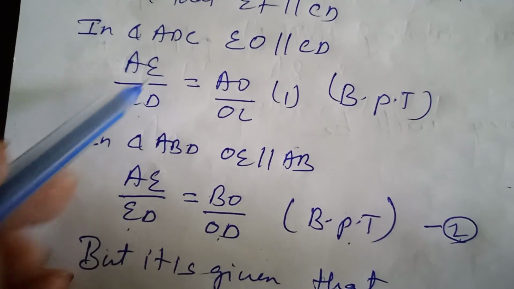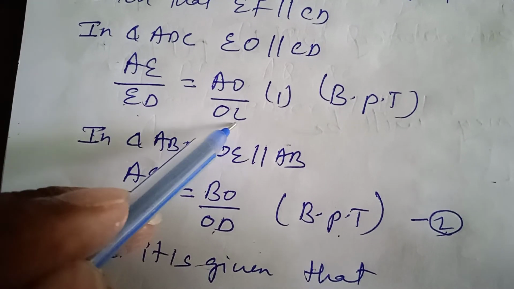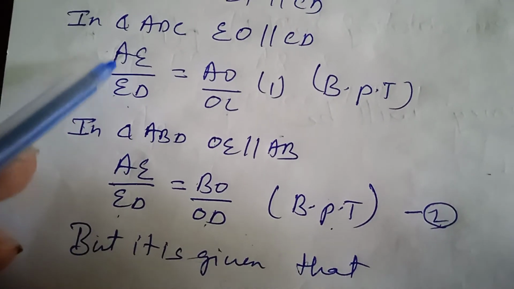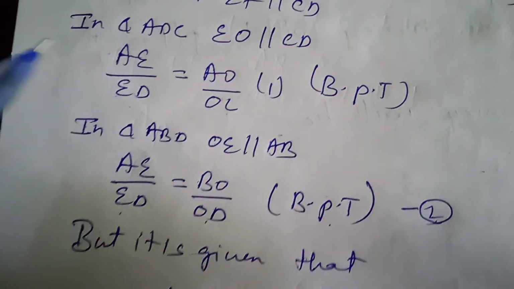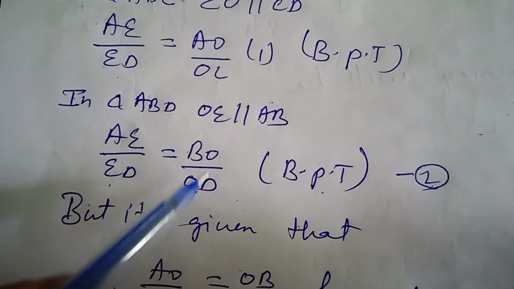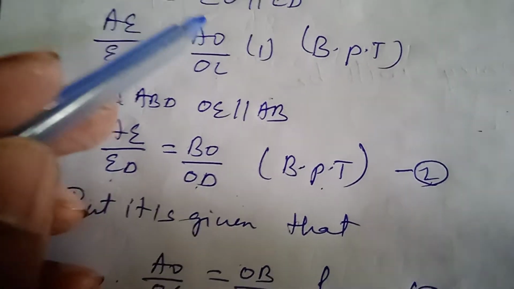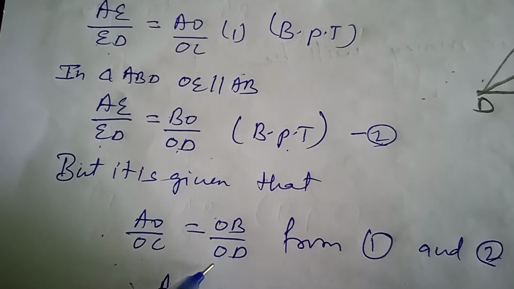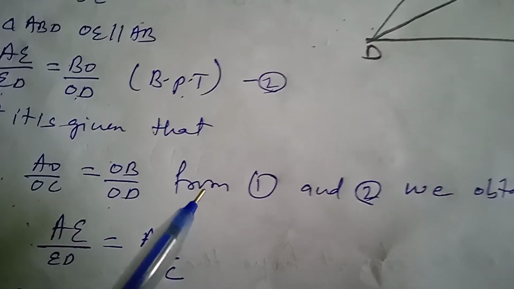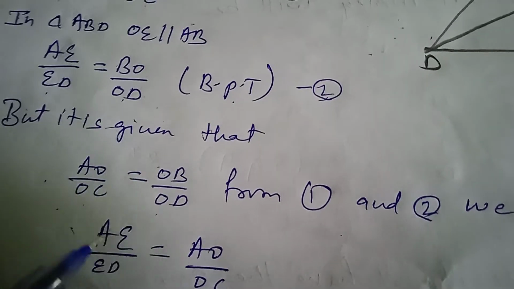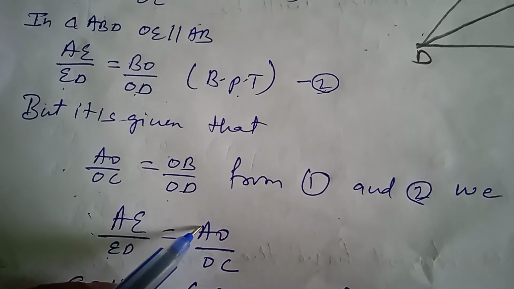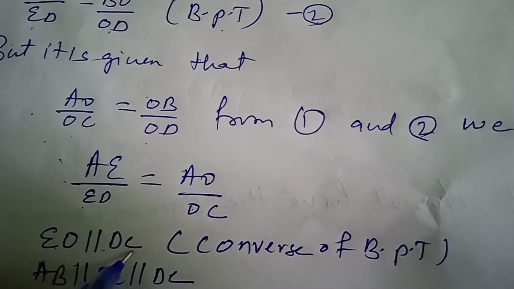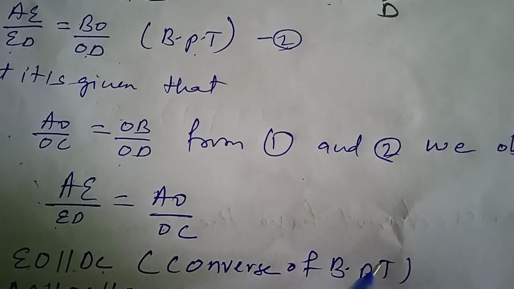See here, AE upon ED is equal to AO upon OC. AE upon ED is equal to BO upon OD. Here the value of AE upon ED is AO upon OC, and here also the value of AE upon ED is BO upon OD. So we write both the values here: AO upon OC is equal to OB upon OD, from 1 and 2. We can obtain AE upon ED is equal to AO upon OC. Therefore, EO is parallel to CD, by the converse of the basic proportionality theorem.